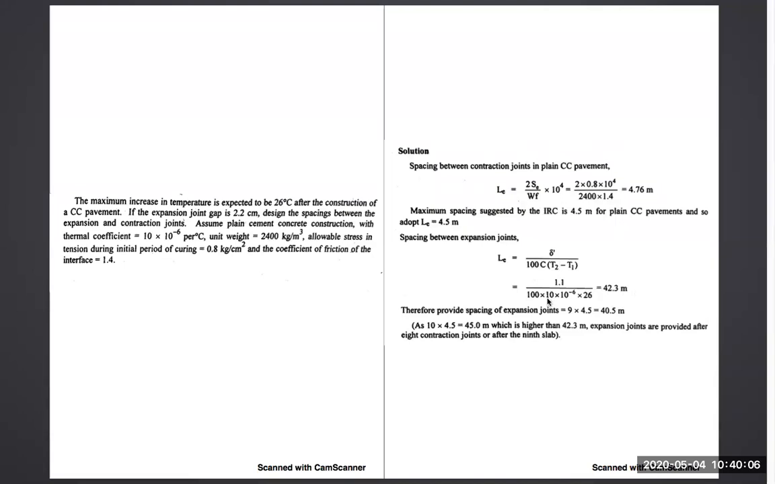Okay, so provide spacing of expansion joint 9 into 4.5. Okay, so this is nothing but your contraction joint spacing. Okay, so 40.5. So as 10 into 4.5 is 45 meters, which is higher than 42.3 meters, expansion joint is provided after 8 contraction joints or after the ninth slab. Okay, so you need not worry about this note. Just you can just calculate. This is as per the guidelines as per IRC.